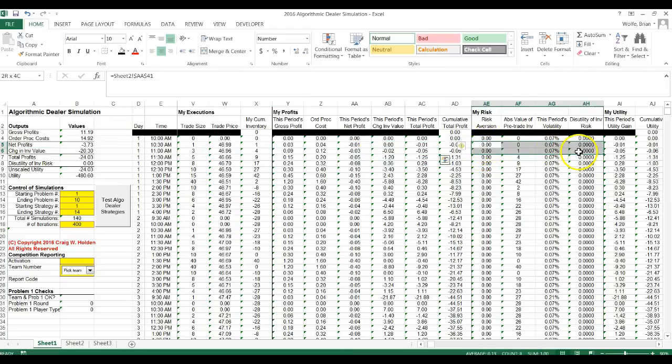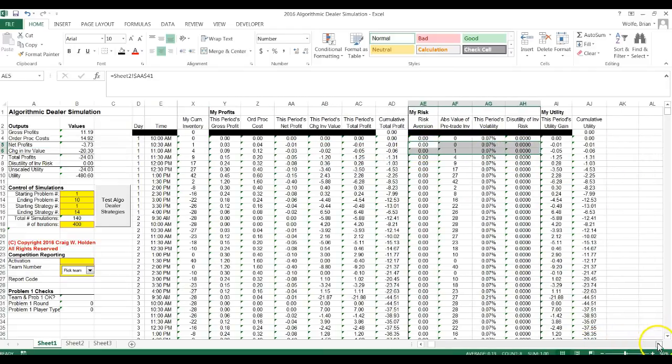But then this other thing is called risk aversion. If it really makes me anxious as a market maker, as a dealer, to hold this inventory, we're going to penalize ourselves for getting a really large stack of inventory in either direction, either positive or negative. What we're going to do is look at the volatility in the period, and penalize ourselves based on our risk aversion and the volatility in this period. And that's going to give us some kind of disutility of inventory risk, all right?